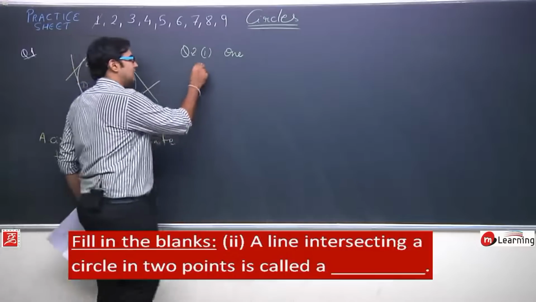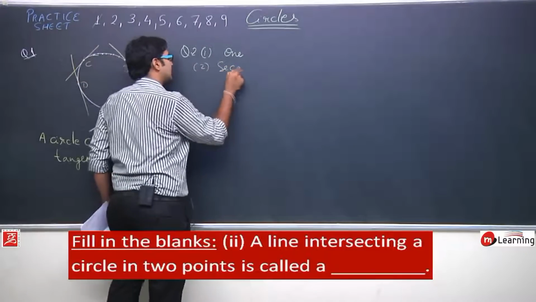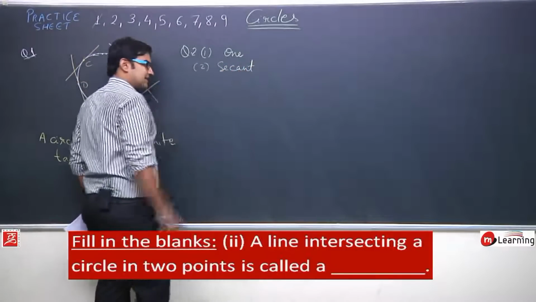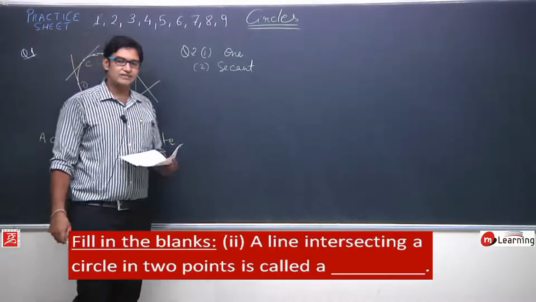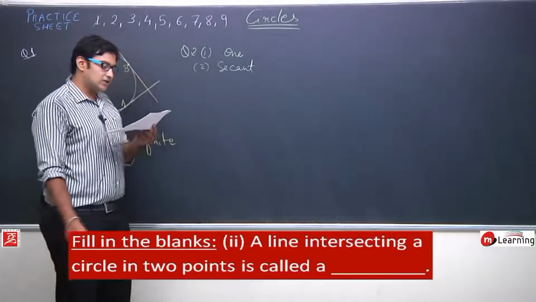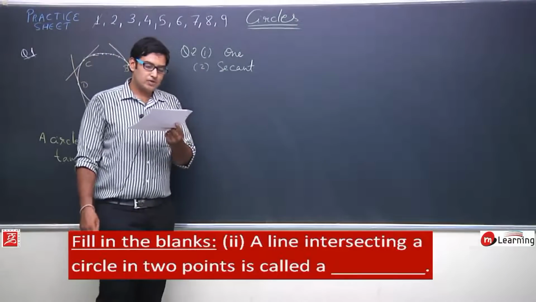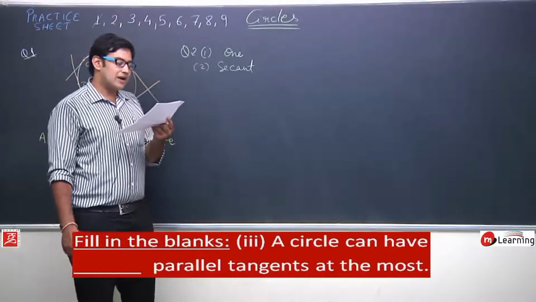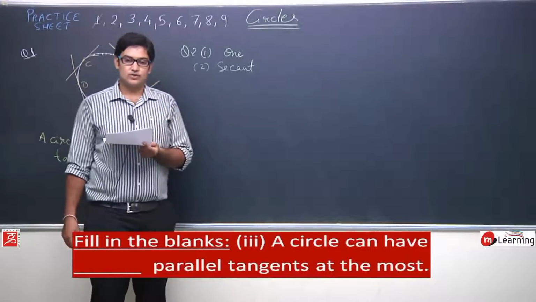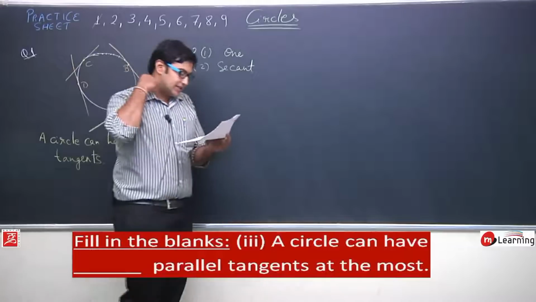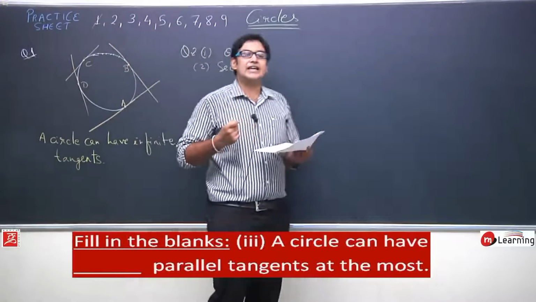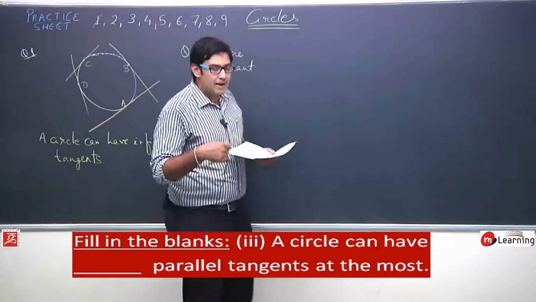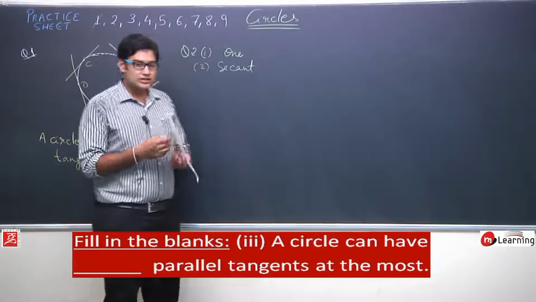That line will be known as a secant. Okay, secant. A secant is a line which intersects the circle at 2 points. Third fill in the blank. A circle can have dash parallel tangents at most. So this question says how many parallel tangents I can draw to a circle.